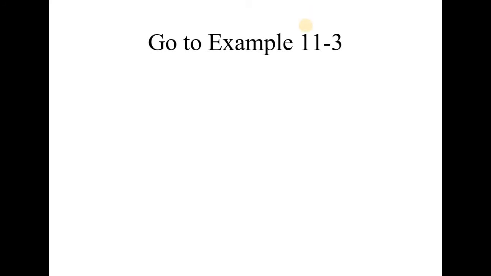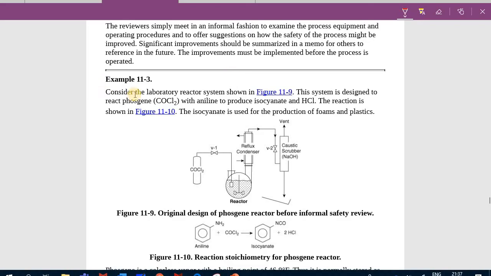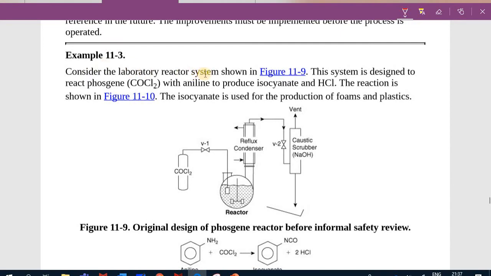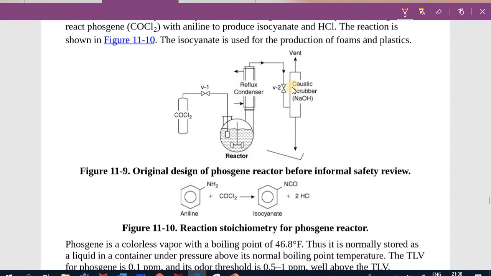Now just to get an idea about the safety review, let's have a look at example 11.3. So this is example 11.3, where we can see the example. Consider the laboratory reactor system. This is a laboratory reactor system shown in 11.9. This system is designed to react phosgene with aniline to produce isocyanate and HCl. These components are very dangerous, by the way. The reaction is shown in the figure. The isocyanate is used for the production of foams and plastics. Okay, so this is what we have.